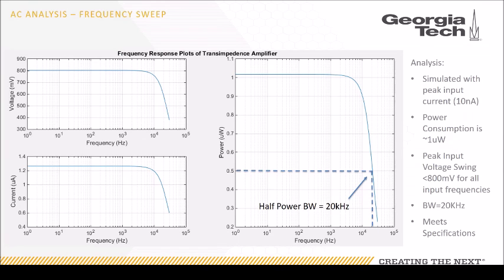All right, you see here the simulation of the transimpedance amplifier. On this plot, we have the AC response over a large bandwidth. You can see that the peak voltage doesn't exceed 800 millivolts, as according to the specification. And when you look at the power, it's right around 1 microwatt for the entire band. And the half power bandwidth is 20 kilohertz, so we meet our bandwidth requirement.